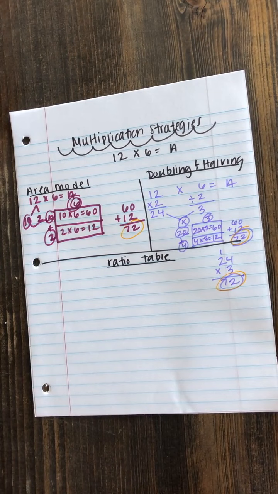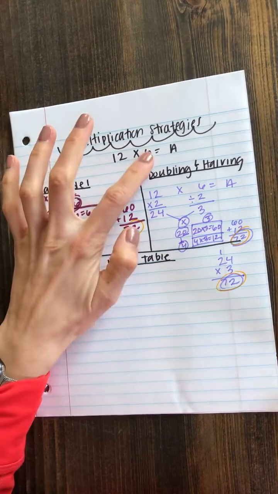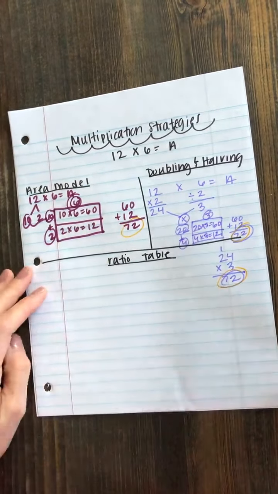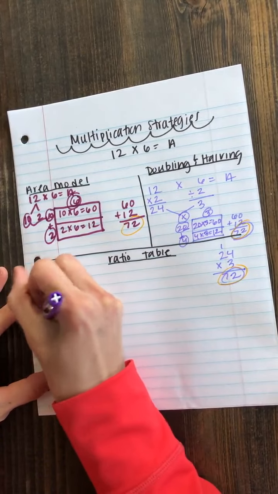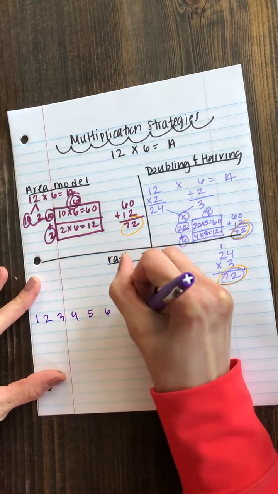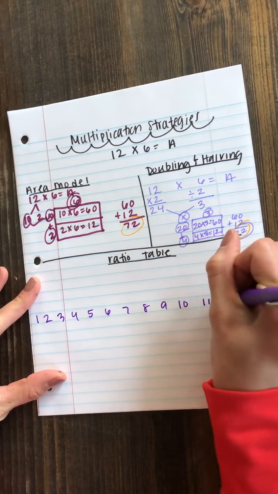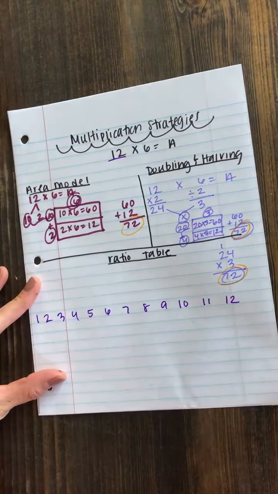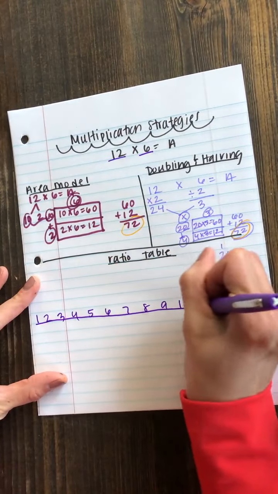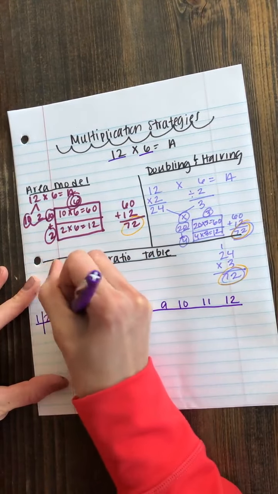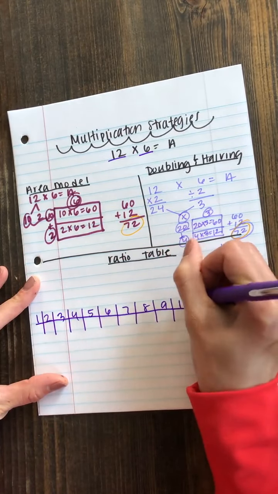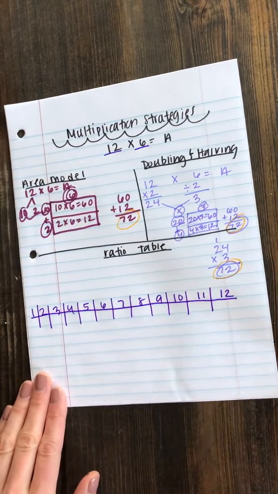So I'm gonna show you because it's basically saying, we have 6 12 times, or 12 6 times, and we're gonna make a ratio table all the way to 12, counting by 6s, skip counting by 6s. So I'm gonna just number this all the way to 12. 3, 4, 5, 6, 7, 8, 9, 10, 11, 12, okay? We're gonna skip count all the way to 12, and we're gonna skip count by 6s. So I'll make a line right under here, and we're gonna connect all of these. Okay, and we're gonna skip count by 6.